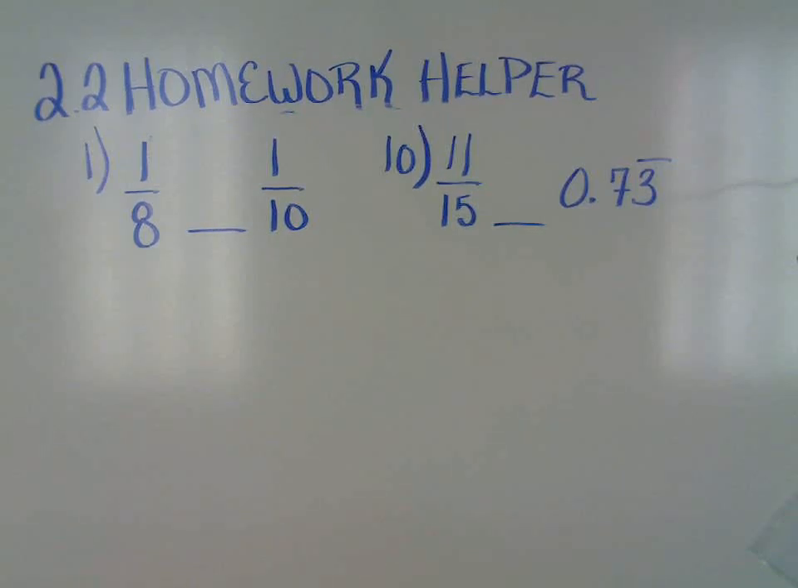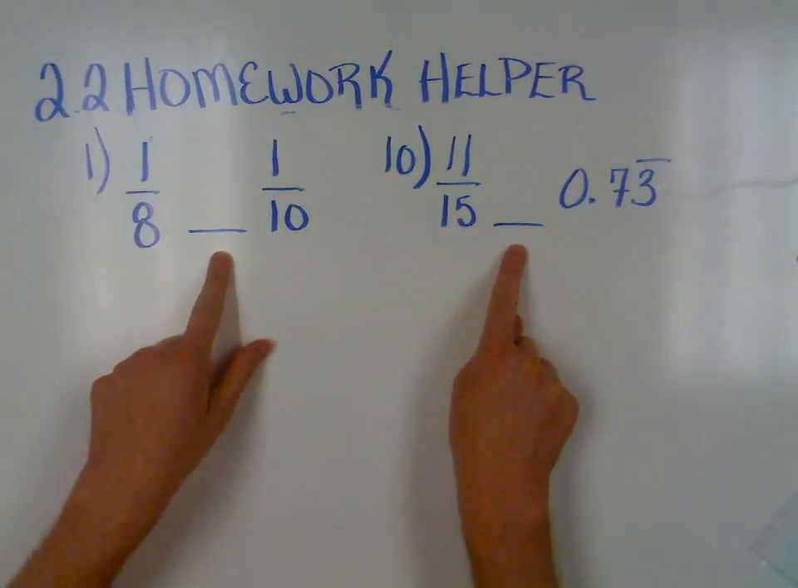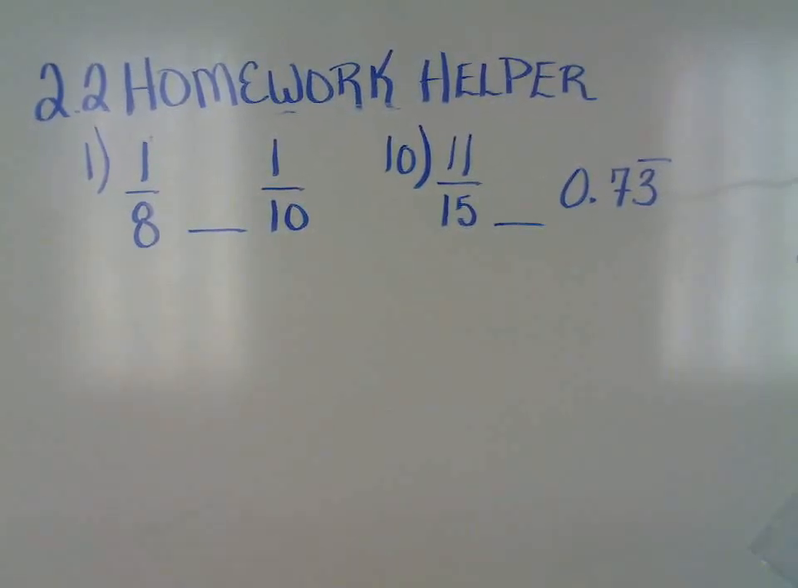This is the homework helper for 2-2 in the workbook, comparing and ordering rational numbers. Now what we're working with here in this top part, 1 through 18, same directions for all. We're going to fill in the blank with greater than, less than, or equal to, as we're working with comparing the different forms of rational numbers that we can work with. I've picked a couple different questions here, and we'll talk about the different options you have.